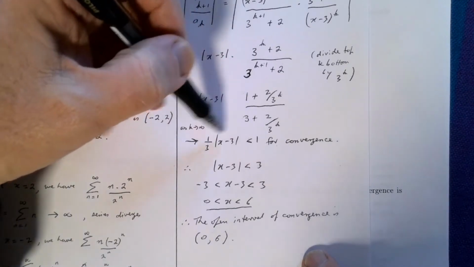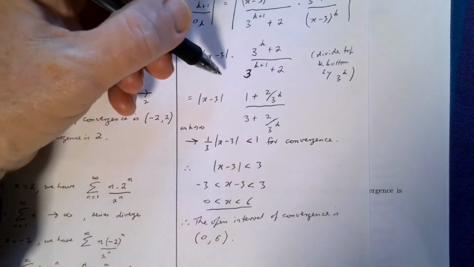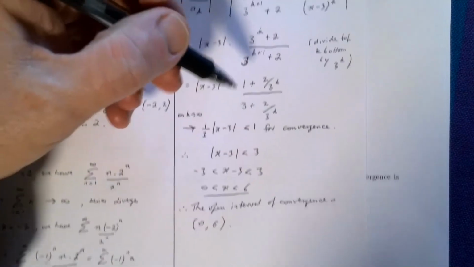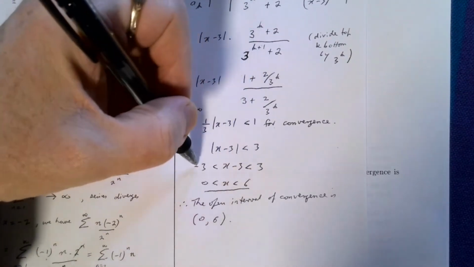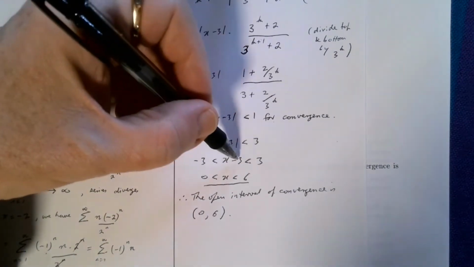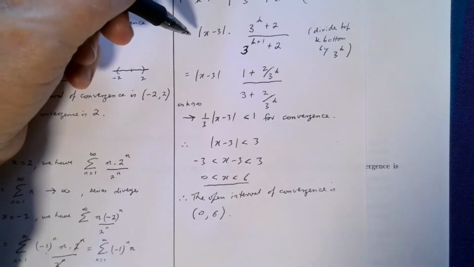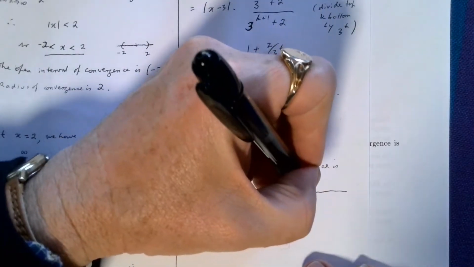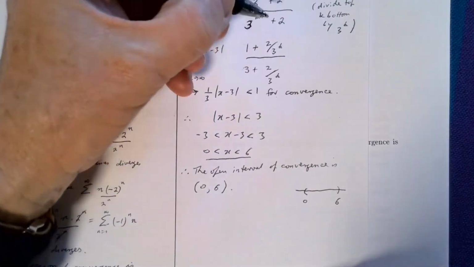Now again, I'm going to multiply the 3 up to the other side, and so I get an absolute value inequality. We looked at these right back in the very first chapter. And I can unpack this now as x minus 3 is less than 3, bigger than minus 3. And if I add 3 to both sides, I'll get x between 0 and 6. So this time we have an open interval of convergence, the interval 0 to 6. So I could draw, we don't have to do this, but I like to draw little pictures. So it's the interval 0 to 6.